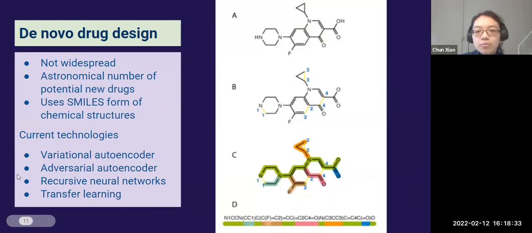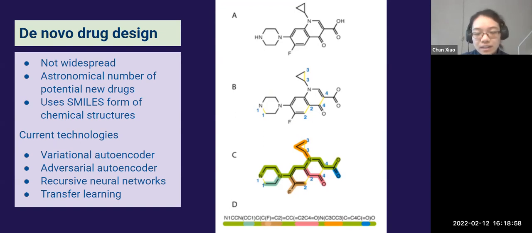Okay, so now moving on to the next section, which is de novo drug design. As I mentioned previously, this is making drugs that don't exist yet, so these are completely new molecules. Currently this is not widespread, and there are not a lot of machine learning algorithms currently being used to make new drugs.